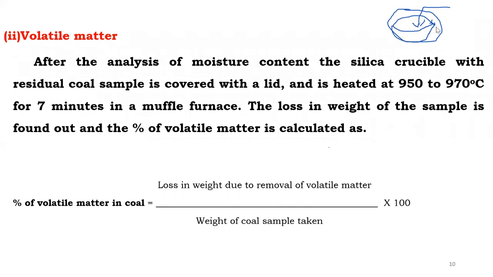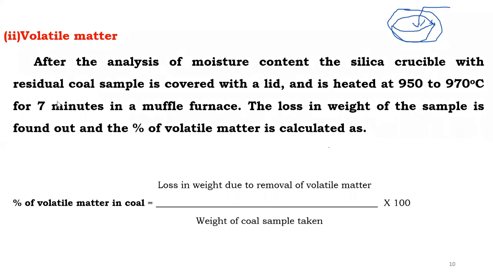So we have to take the coal sample in this and heat it at 950 to 970 degrees centigrade, and we should not keep it for more than 7 minutes. We have to keep it for only 7 minutes. If you keep it for 15 minutes, all the carbon sample will be converted into ash. Actually the coal melting point is only 700 degrees centigrade, but we should not keep it for more time. So we keep the coal sample at 950 to 970 degrees centigrade for 7 minutes, and quickly we have to remove it.